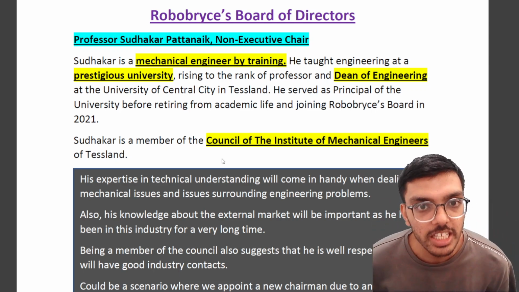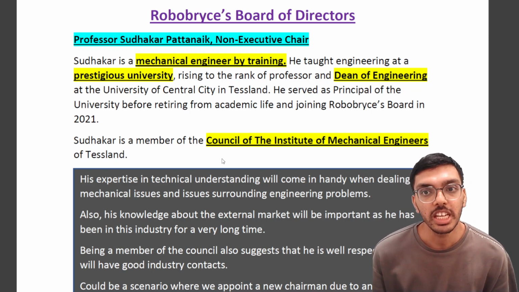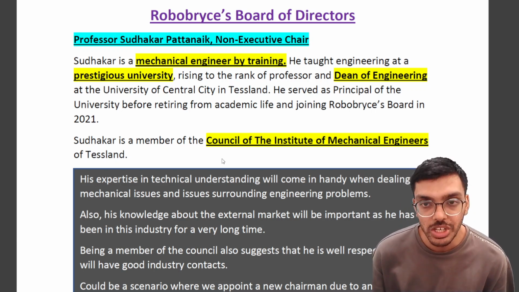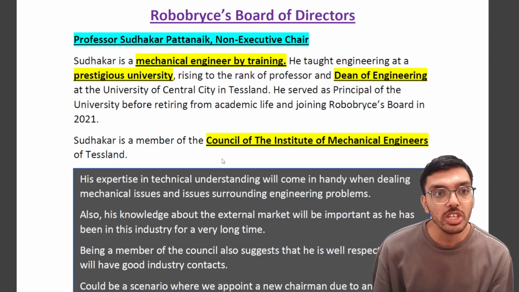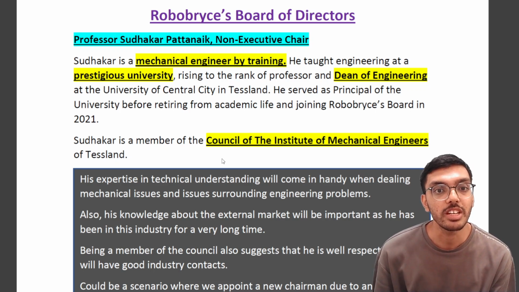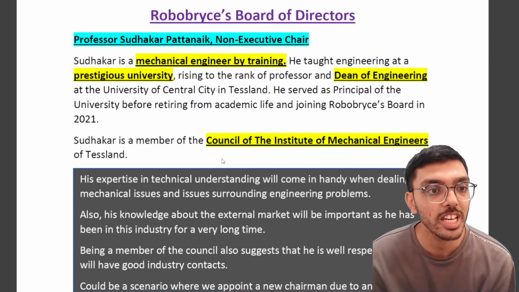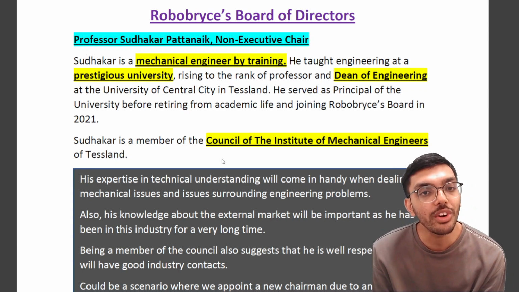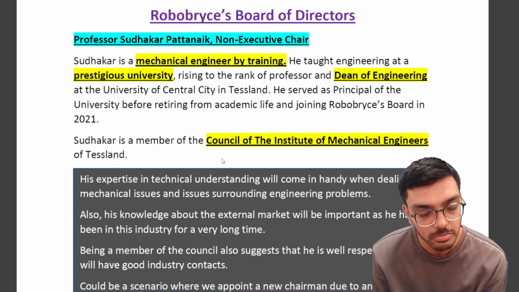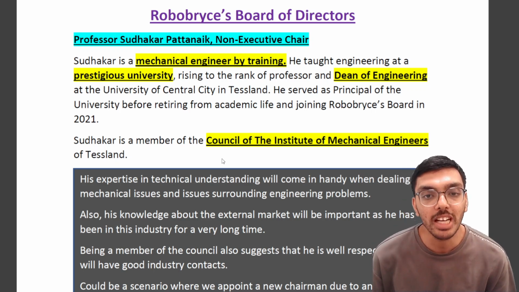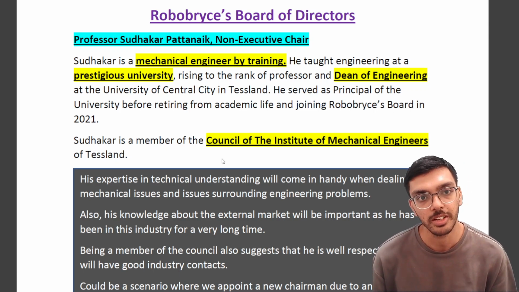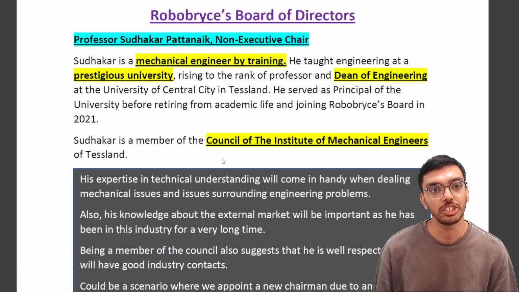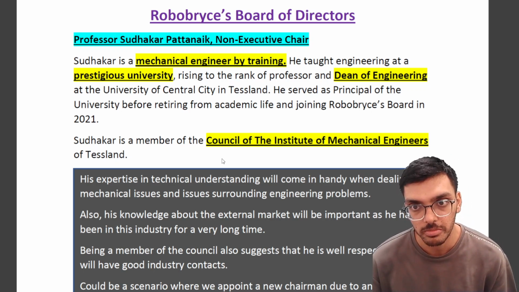Sudhakar is a mechanical engineer by training. He taught engineering at a prestigious university, rising to the rank of professor and dean of engineering at that university of Central City. He served as principal of the university before retiring from academic life and joining Robobryce's board. Sudhakar is a member of the Council of the Institute of Mechanical Engineers of Tesland. So he has great knowledge of being a mechanical engineer.